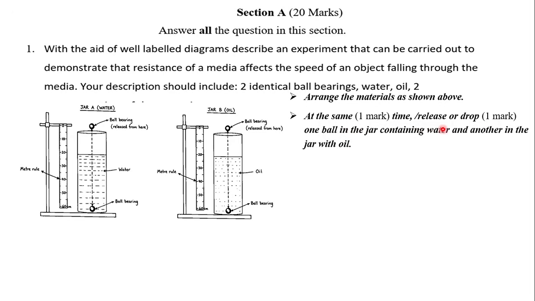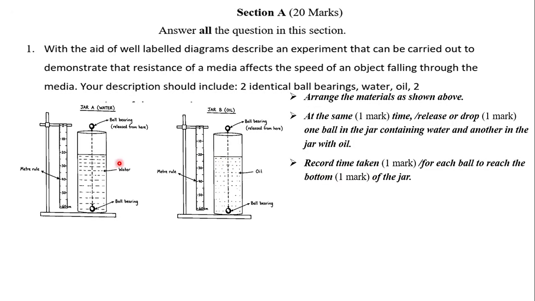One ball in the jar containing water and another in the jar with oil. So you have 2 marks there from this point. Record the time for each ball to reach the bottom. So you record the time taken for the ball to reach the bottom of the container containing water, and you also record the time taken for the ball bearing to reach the bottom of the container that contains oil. So record the time taken for each ball to reach the bottom of the jar.